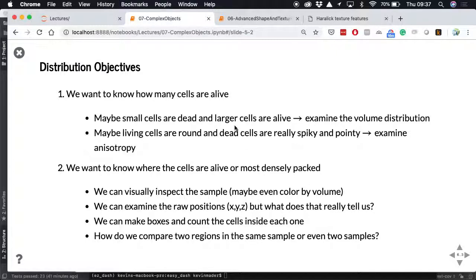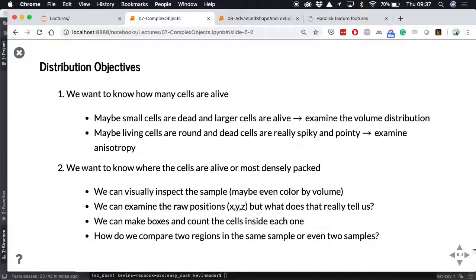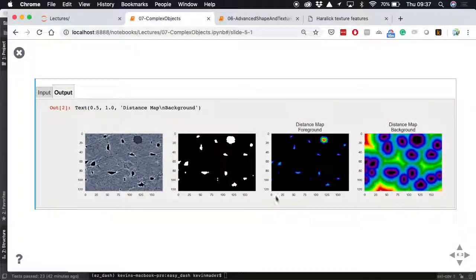For distribution, what we saw with these images is that we get some idea of the distance map of the foreground and the distance map of the background. So we see some thickness ideas here and some spacing ideas there. And if we wanted to investigate which cells are alive, we think the cells that are more closely packed together are probably alive, and the cells that are further apart are probably dead, then we could use something like the distance map to try to quantify that.